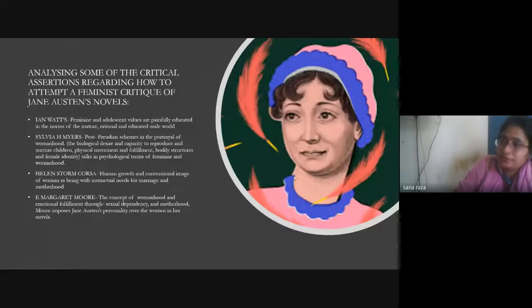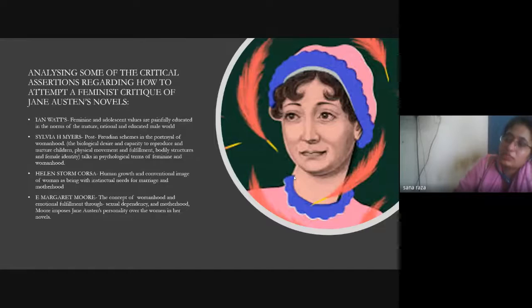Also, there are post-Freudian schemes in the portrayal of womanhood. When she talks about marriage, she basically talks about marriage as a biological necessity and as a gift from nature, second to nature. Women can reproduce, that is only second to nature. So this capacity to reproduce and nurture children, the physical movement and fulfillment, bodily structures and female identity. So she talks a lot about marriage in terms of psychological and feminine and womanhood dreams.